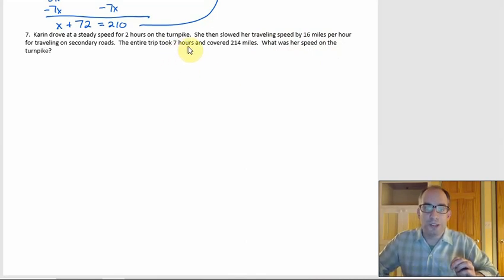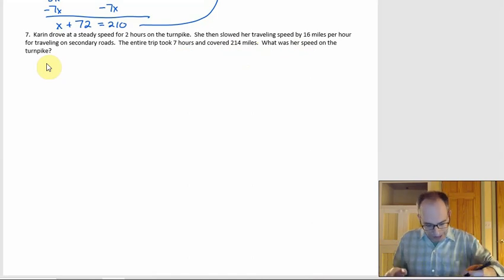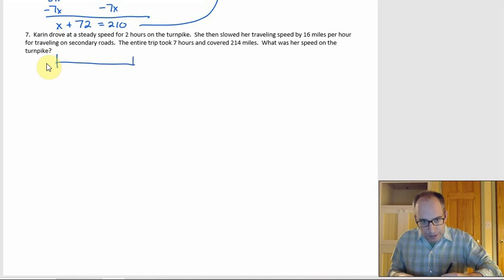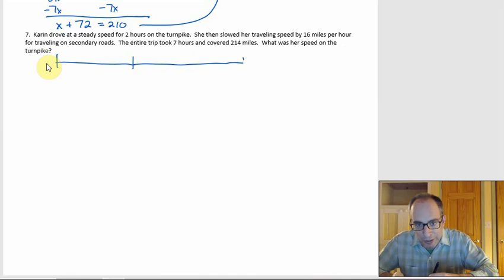So look at what this is. This is total time, and this is total distance. And then we want to figure out what her speed was on the turnpike. Okay, so I like to draw pictures and things if I can. So I guess this one I sort of can. So there's basically two pieces of this journey. There's the turnpike part, and there's the secondary roads part that's going to be longer. Because if the whole trip took 7 hours and she was on the turnpike for 2, this other part's got to be 5. So this is the start, and then down here is the finish.